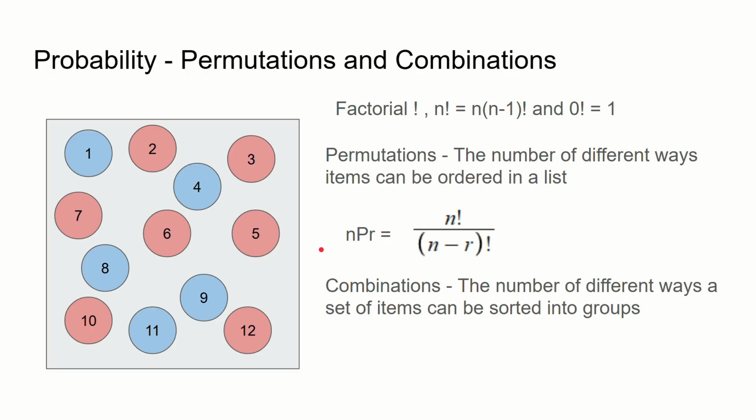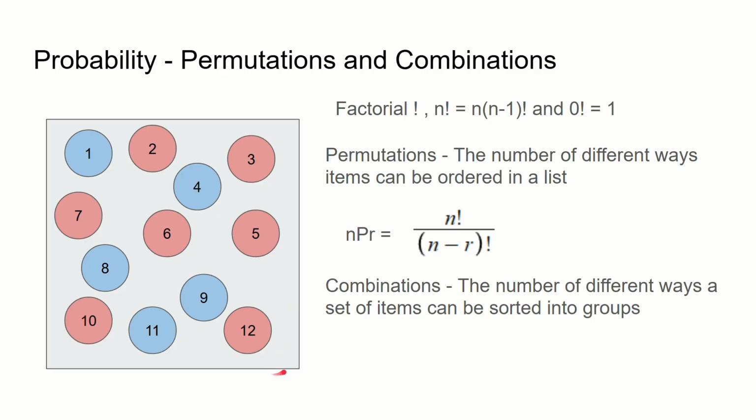Combinations, on the other hand, is the number of different ways a set of items can be sorted into groups. The thing with combinations is the order does not matter. And so we're going to have to divide more to group together things that are different orders but the same groups. So let's say of these 12 items, we want to select 2 of them.